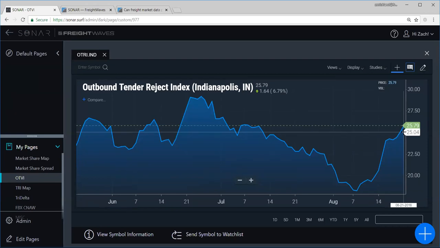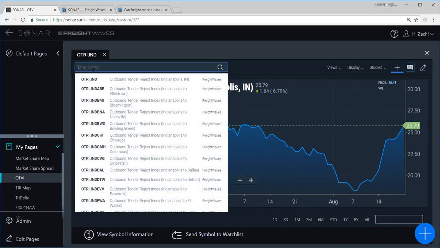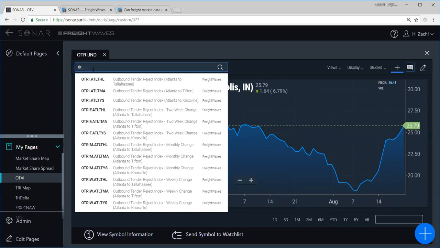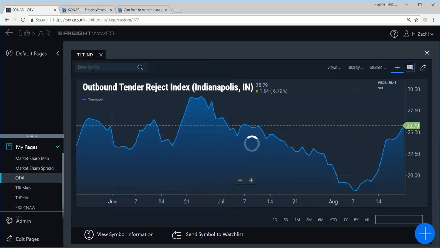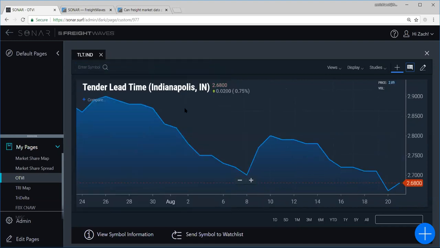Also, brokers, of course, can take advantage of any kind of elevation or capacity crunch, but they're also exposed to these capacity crunches as well. If I'm a shipper in the Indianapolis market, I'm certainly mindful of what's happening here. So after I've seen that the outbound tender rejections are increasing, I'm going to go over here and look at the TLT to see if the shippers have figured out, hey, I need to get in front of some things because I know that there's increasing volume.